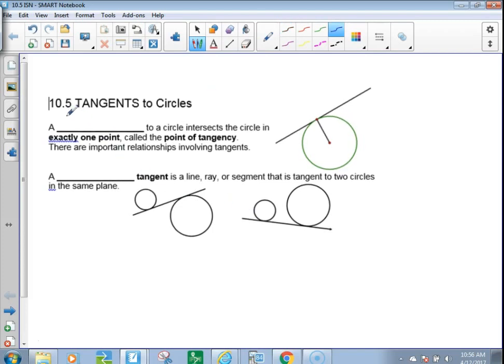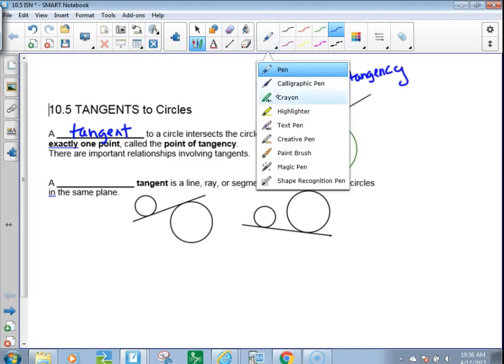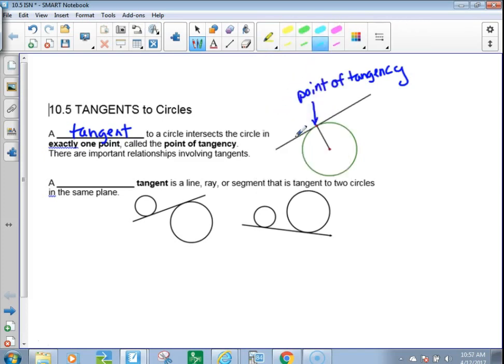A tangent to a circle intersects the circle in exactly one point, called the point of tangency. So right here, where it touches the circle, that is your point of tangency. A tangent line doesn't have to have arrows on it. It's just a line that touches the circle in exactly one point. It may look like it touches it in more, but that is intended to be just one little dot. It skims the circle.